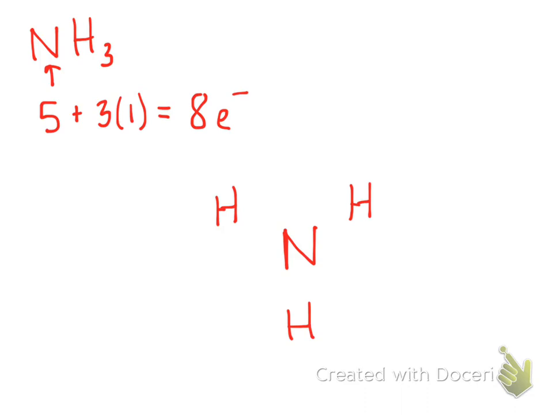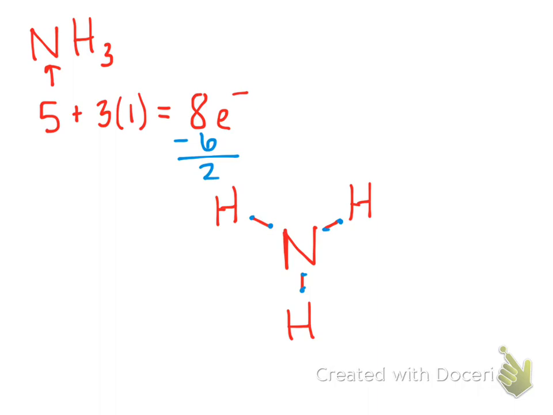Now we bond our nitrogen to each of its outer elements. How many electrons are found in each bond? 2, right? Technically 1 from hydrogen and 1 from nitrogen. So if we look at the electrons within that bond, 1 of them comes from hydrogen and 1 of them comes from nitrogen, and so on. So we've used a total of how many electrons? 6. So we have 2 electrons left.